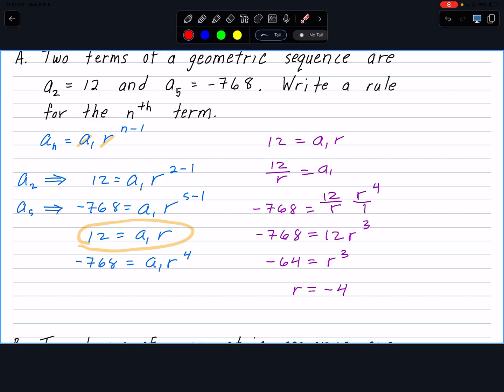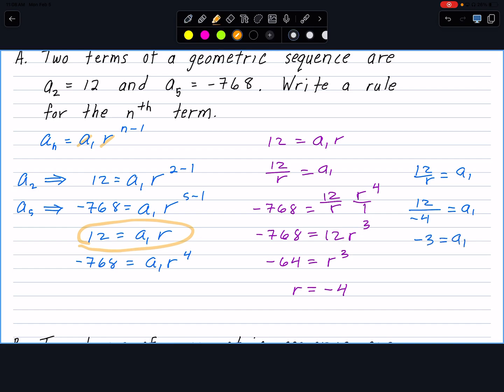Okay, I'm almost done here. Notice I now know what r is. In order to find the first term, look at this, I have an equation that's solved for the first term. All I've got to do is plug in r. So I'm going to do that off to the right. I have 12 over r equals the first term. Let's plug in our value for r. So 12 over negative 4 equals our first term. So negative 3 equals our first term.